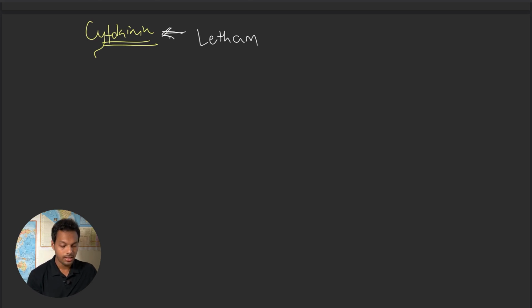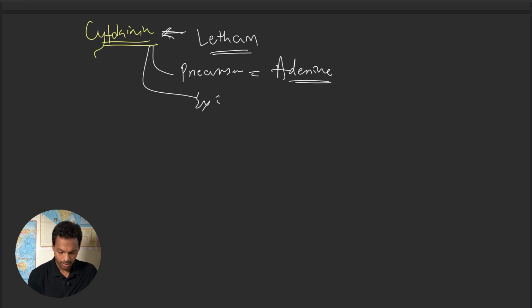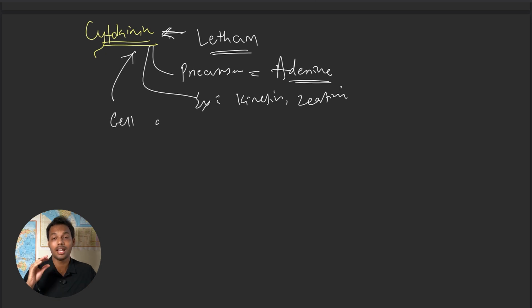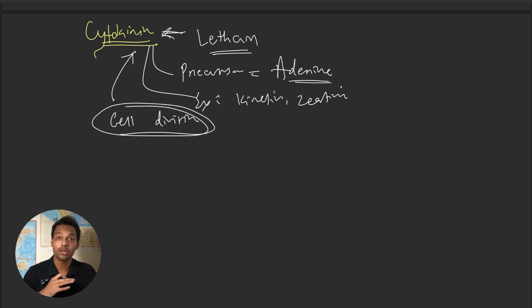The precursor of cytokinin is adenine. Cytokinin examples are kinetin and zeatin. Why the name cytokinin? Because it helps in cell division. Cytokinin helps in cell division and elongation. That's why it is named cytokinin by Letham.